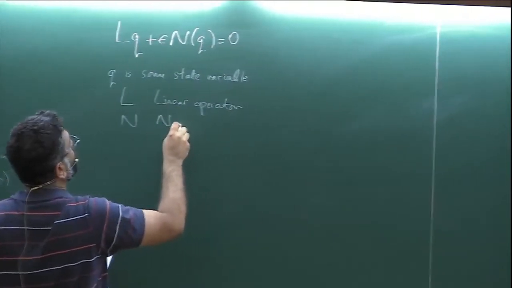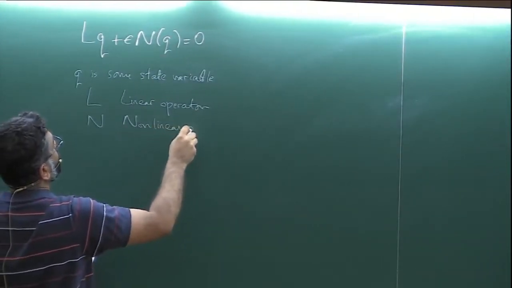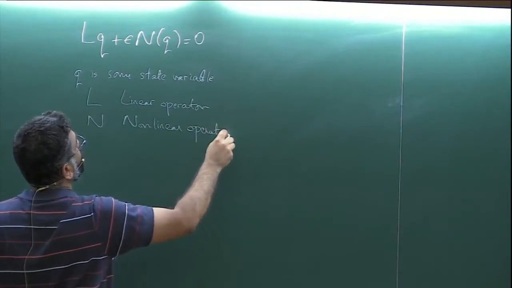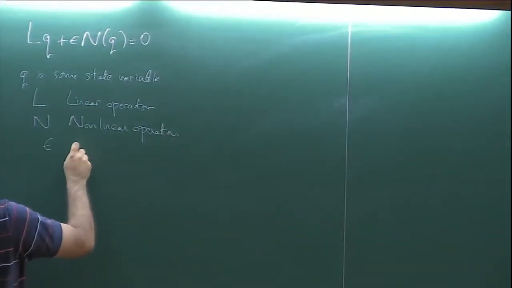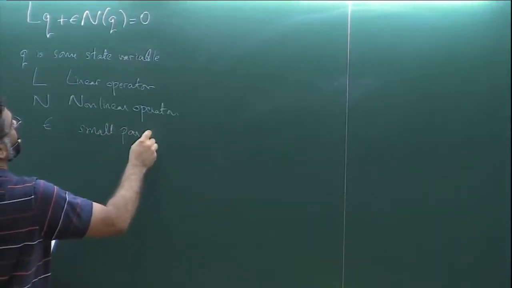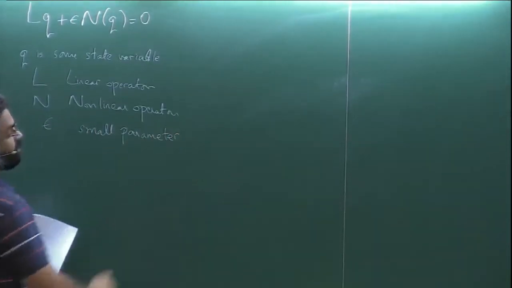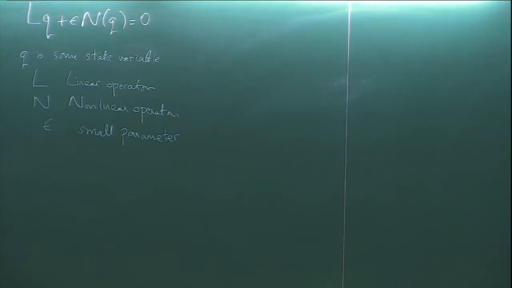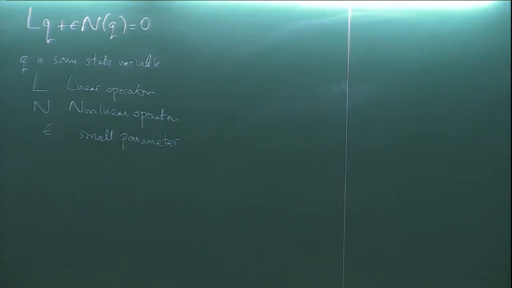N is a nonlinear operator, and epsilon is a small parameter. Which parameter depends on the context. Epsilon may or may not have a physical meaning. As far as I'm concerned, at this level, I'm completely disregarding that.